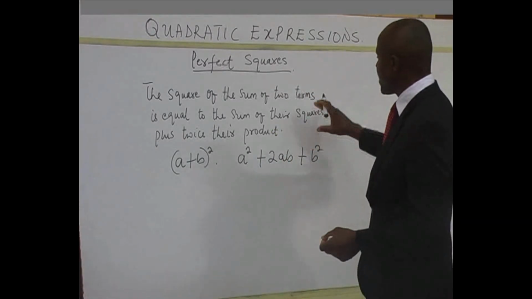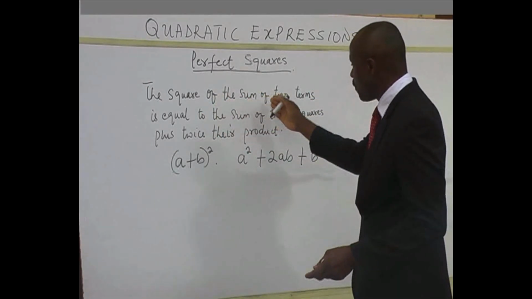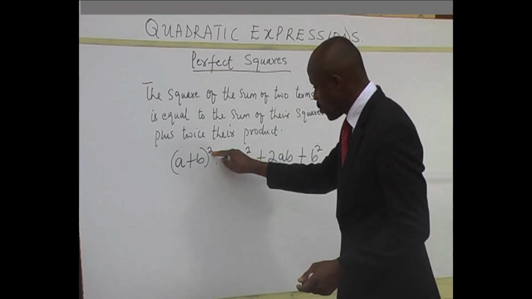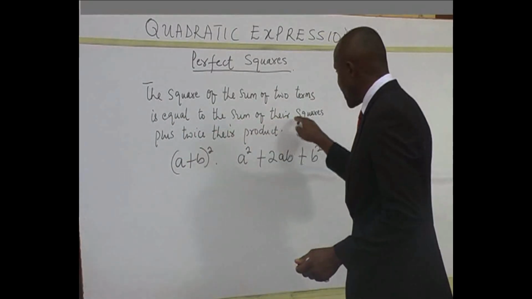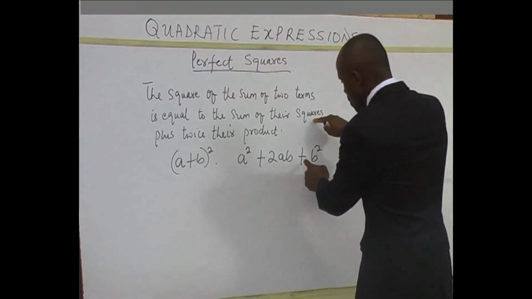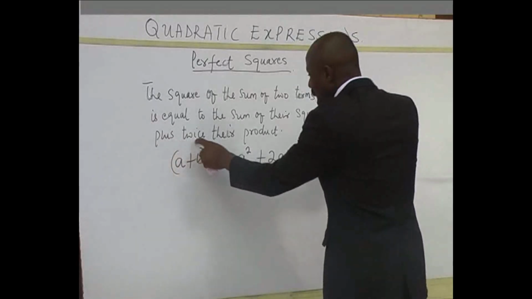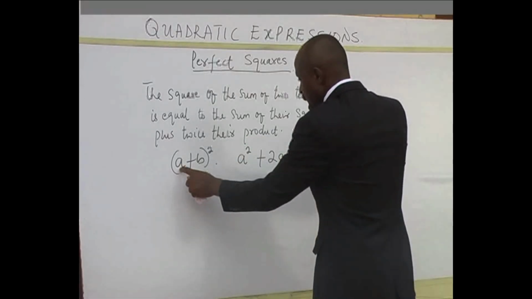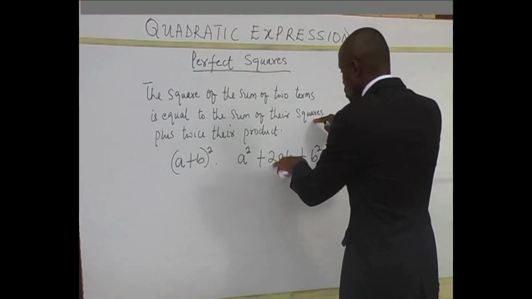That's exactly what I have explained here. That the square of the sum of two terms, a and b, if they are adding themselves, is equal to the sum of their squares. The square of a, which is a squared, plus b, which is b squared, then plus twice their product. Their product is a times b, which is ab. Then twice of it is 2ab.